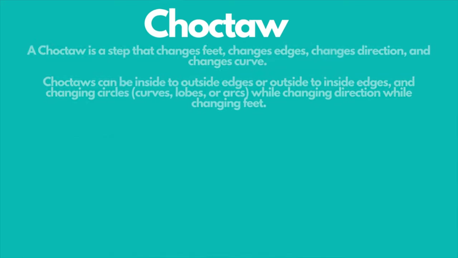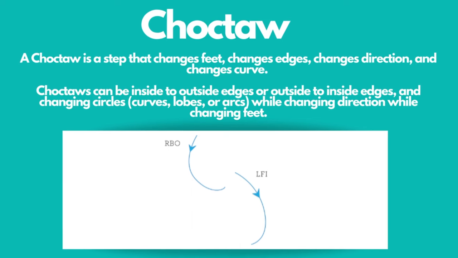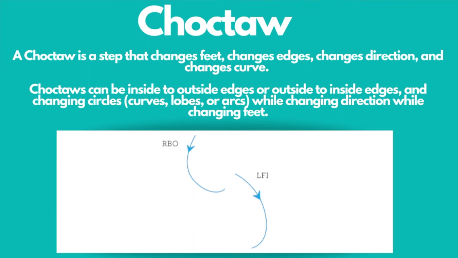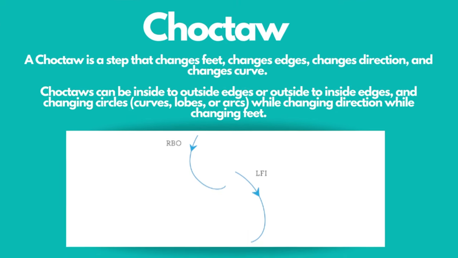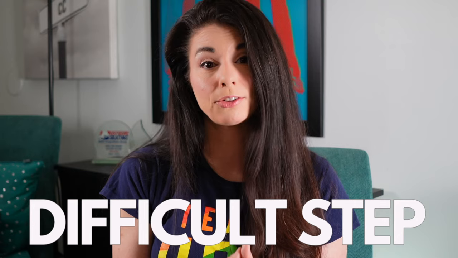Choctaws. Like a mohawk, a Choctaw is accomplished using both feet. It's considered a step. A Choctaw changes feet, edges, direction, and curve. Choctaws can be inside to outside or outside to inside. Changing circles while changing direction, while changing feet, is the only step that is considered difficult in IJS scoring. It must have a clean edge and a correct step down to the next edge.